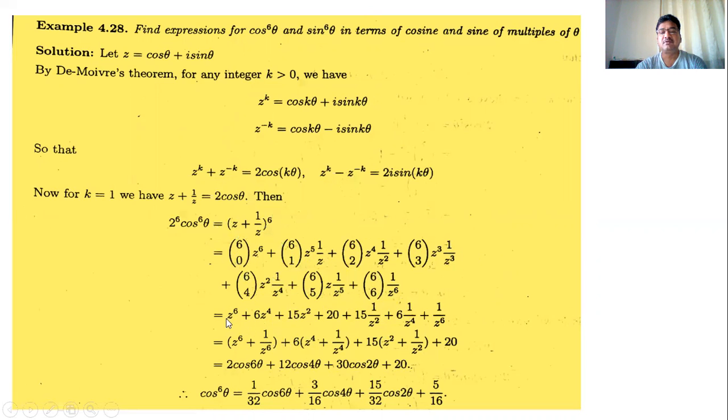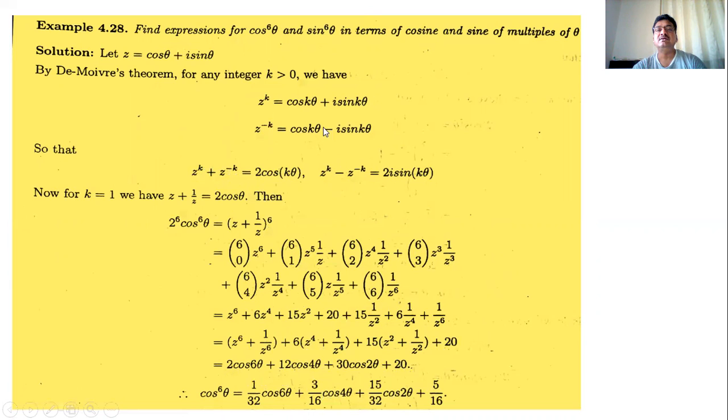Collect the terms of first and last, first, second, and second last, in this way. The middle term, 20, stays as it is. And for the value of Z raised to 6 plus 1 by Z raised to 6, by substituting k as 6, we have 2 cos 6 theta. In this way, we get the value of this bracket, and therefore we have this expression for cos raised to 6 theta.